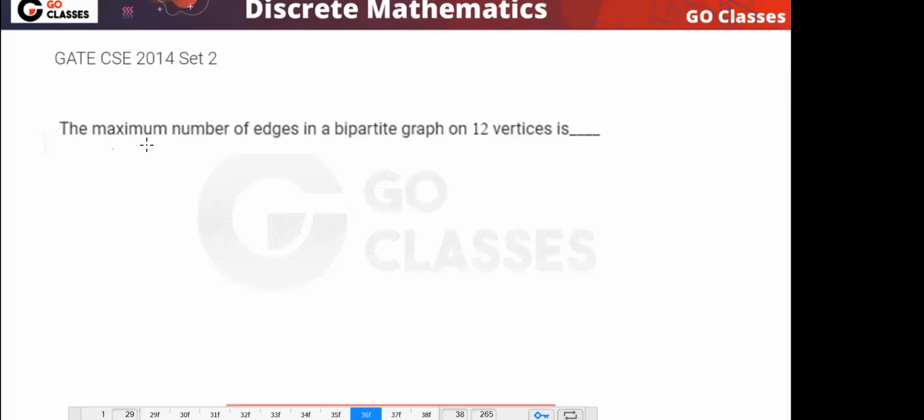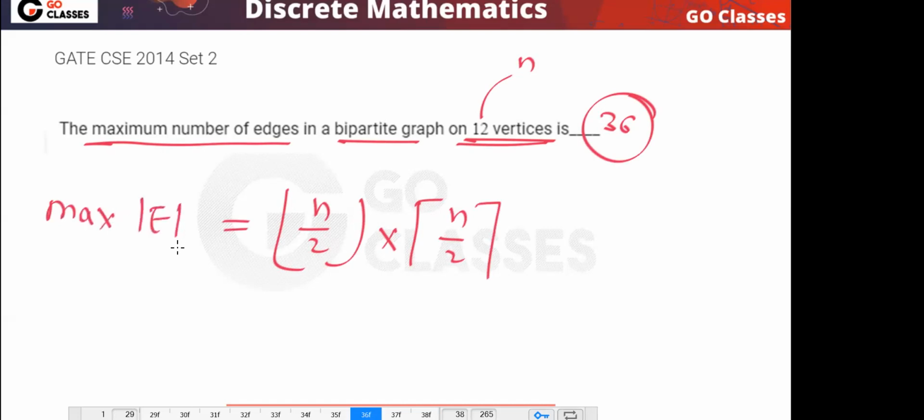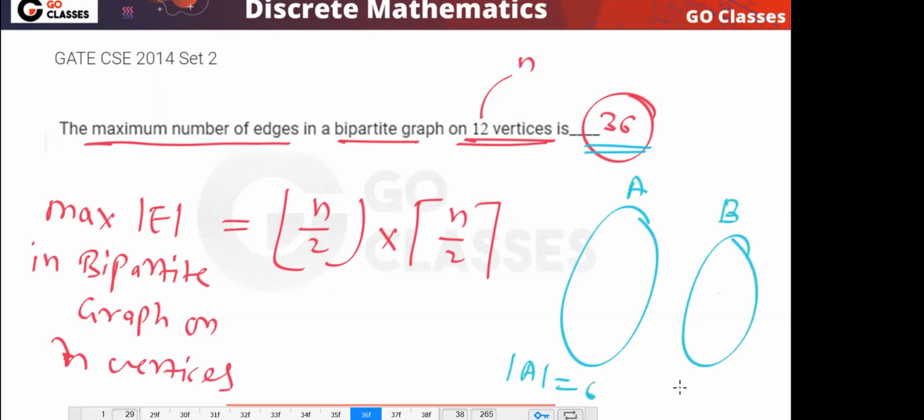What will be the answer? The maximum number of edges in a bipartite graph on 12 vertices will be 36. Because if this is your n, then the maximum number of edges is floor of n by 2 multiplied by ceiling of n by 2. This will be the maximum number of edges in a bipartite graph on n vertices. So very simple question. If you want to get this 36, then you have to put 6 vertices here and 6 vertices here. You will get the answer.